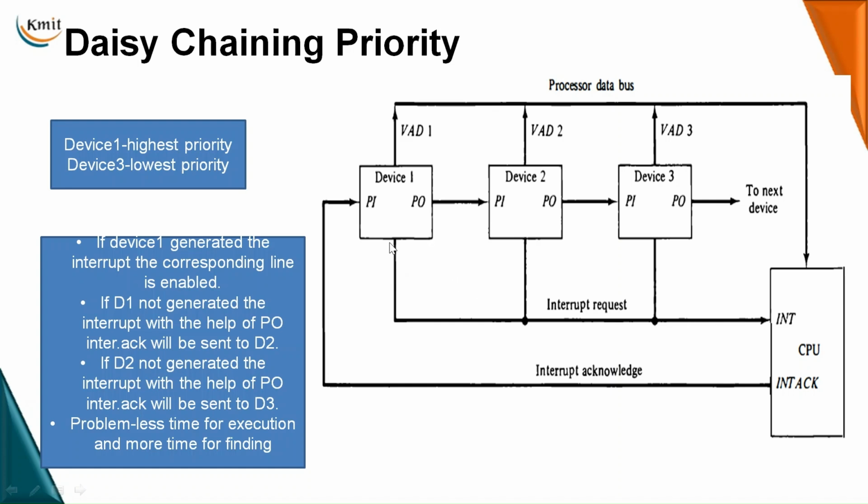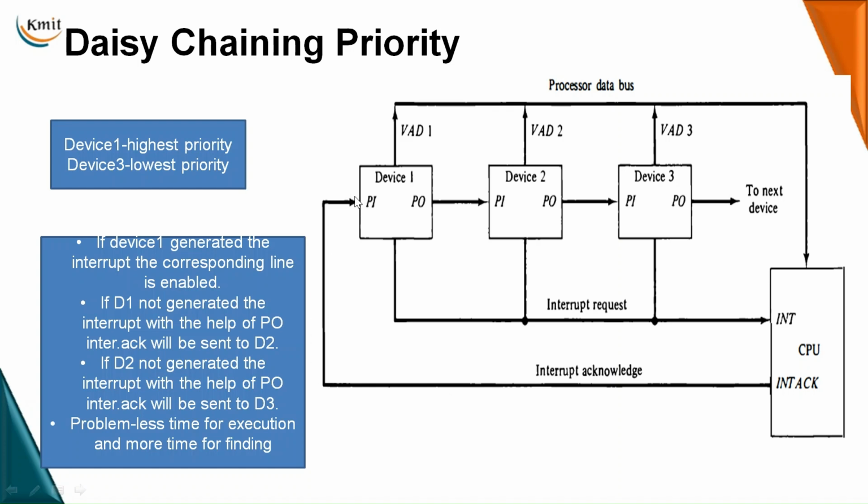Say for example, device 1 wants to interrupt the CPU. Say device 1 is a magnetic disk. It wants to perform either a read operation or a write operation, so it needs the intervention of the CPU. So it will enable the interrupt request line. Whenever the CPU receives an interrupt request, it will enable the interrupt acknowledgement line.